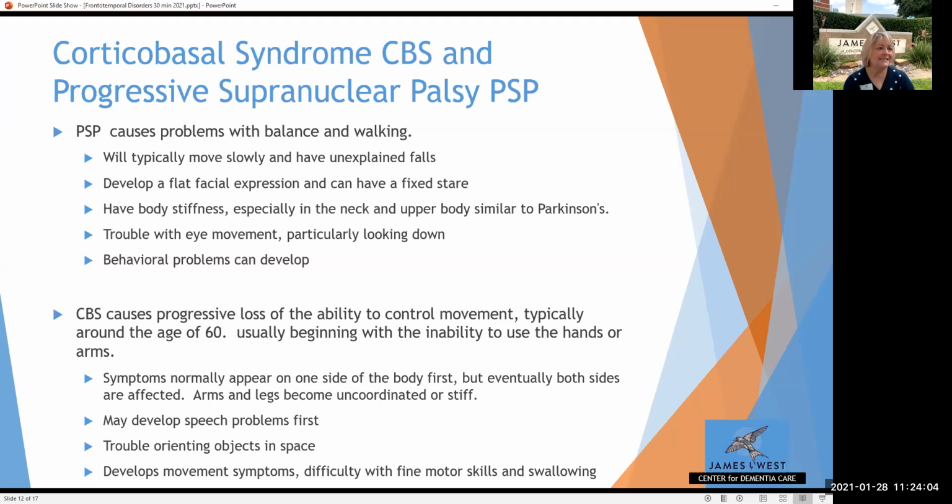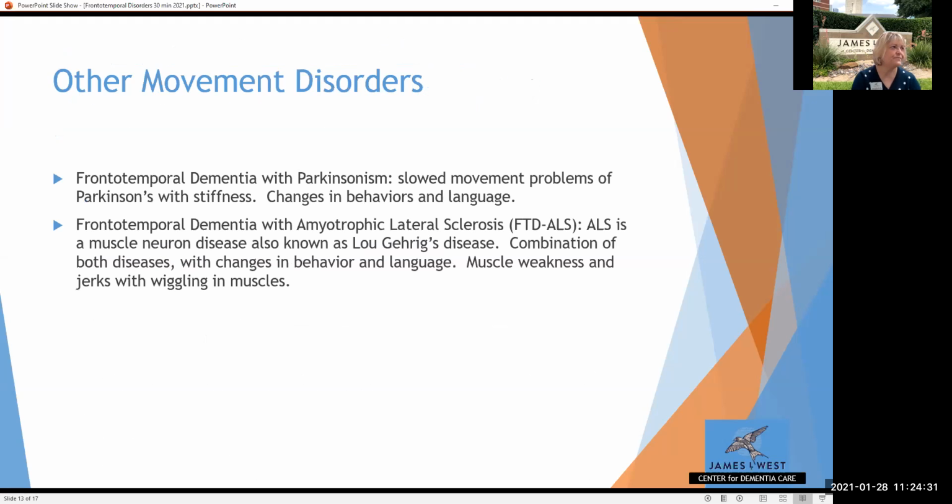typically around the age of 60, usually begins with the inability to use their hands or their arms. They can start with a tremor, so again, kind of mimicking or looking like Parkinson's, with their arms and legs becoming uncoordinated or stiff, and trouble orienting objects in space. You'll see them reach for something and overreach because they're having a hard time with spatial relationships. And then there are other movement disorders that fall under that third type.